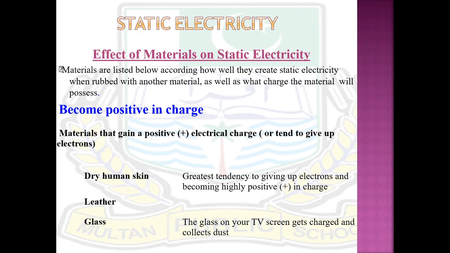Now the materials are listed below according to how well they create static electricity when rubbed with other materials, as well as what charge the material will possess. Materials that gain a positive electrical charge, or tend to give up electrons, are dry human skin or leather. They have the greatest tendency to give up electrons and become highly positive in charge. On the other hand, the glass on your TV screen gets charged and collects dust.